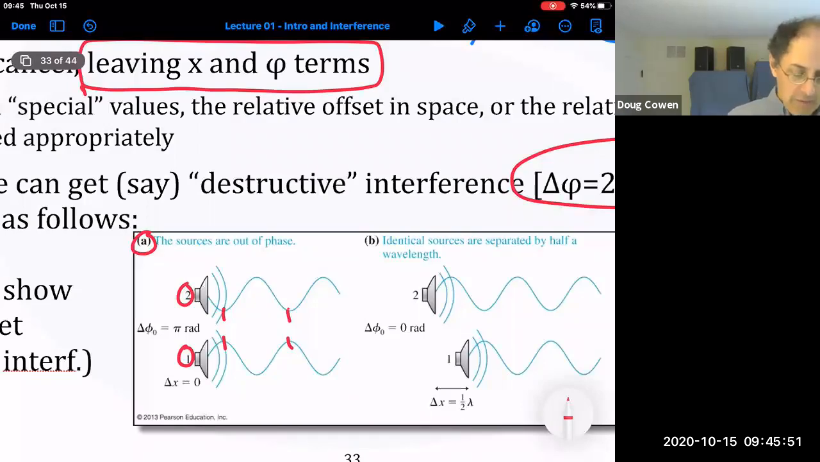If you just had speaker 1 on, you would hear a tone. If you just had speaker 2 on, you would also hear a tone. If you put the two speakers on simultaneously and their phase difference is pi, they're 180 degrees out of phase as drawn here, then you will hear nothing. So the two waves will destructively interfere and there will be zero.